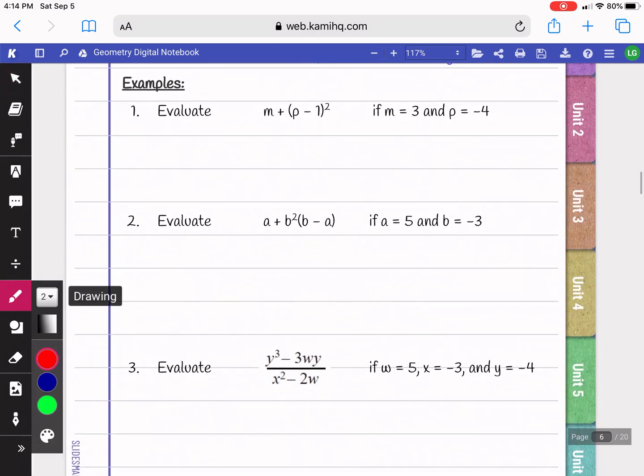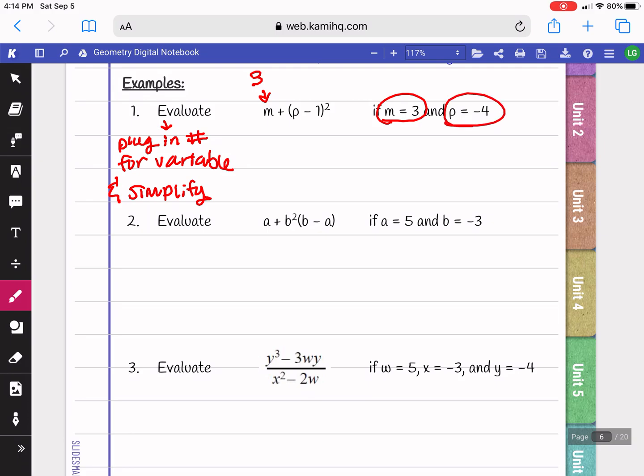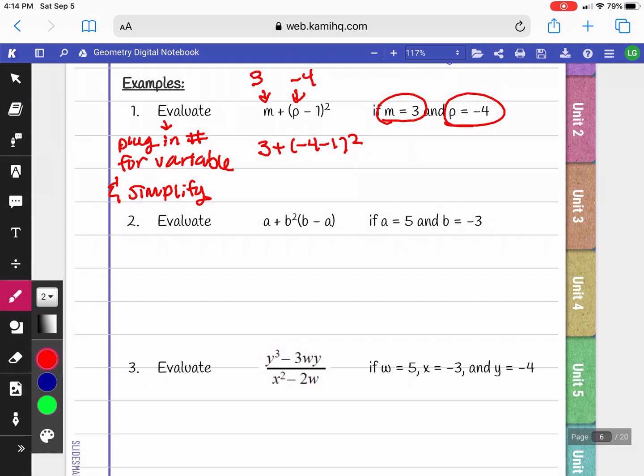So our first example here, we're going to be evaluating m plus p minus 1 squared. Anytime you see the word evaluate, that means you're going to plug in a number for the variable and simplify. So here we're plugging in 3 for m, and we're plugging in negative 4 for p. So our problem becomes 3 plus negative 4 minus 1 squared, and then we can use PEMDAS to simplify.